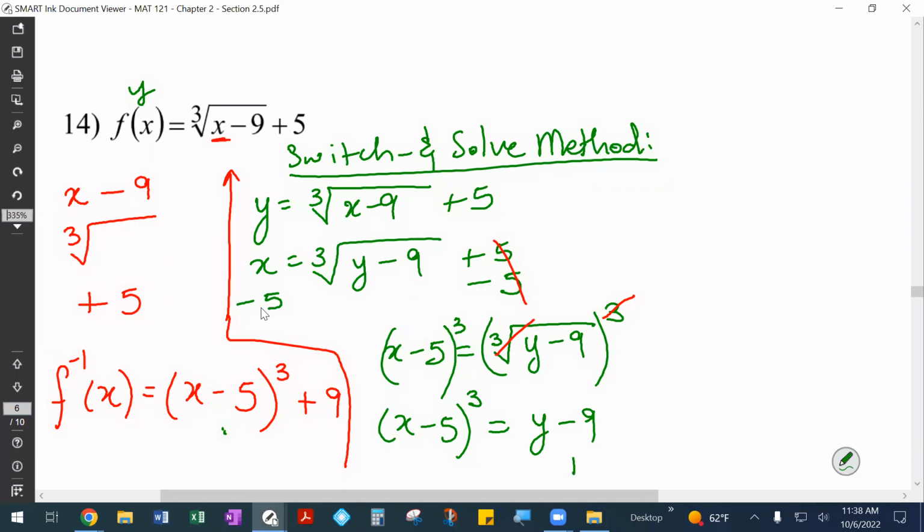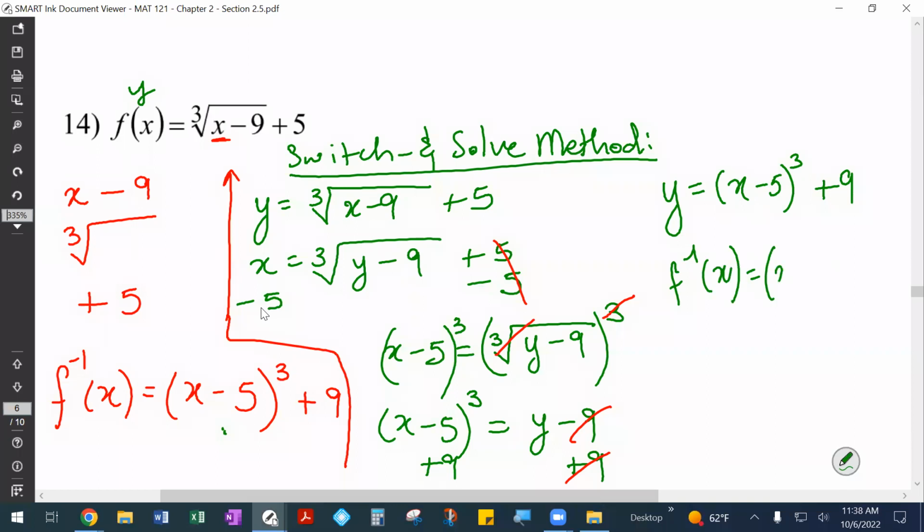Yeah, just get rid of the 9, add the 9. And you are done, you get Y by itself. So we'll have Y by itself on one side, and then let's see, we've got X minus 5 raised to the 3rd power. And then we added 9, and here is our inverse function.